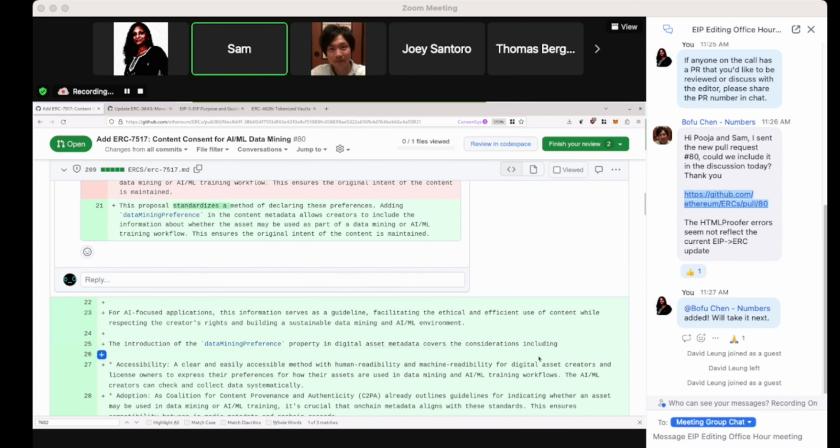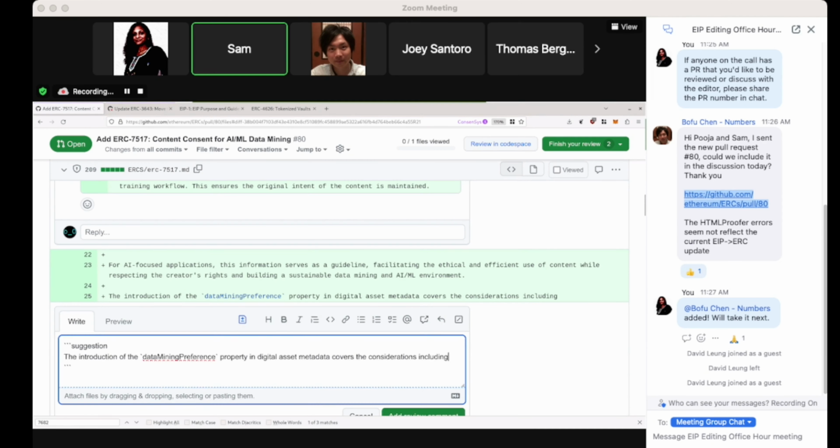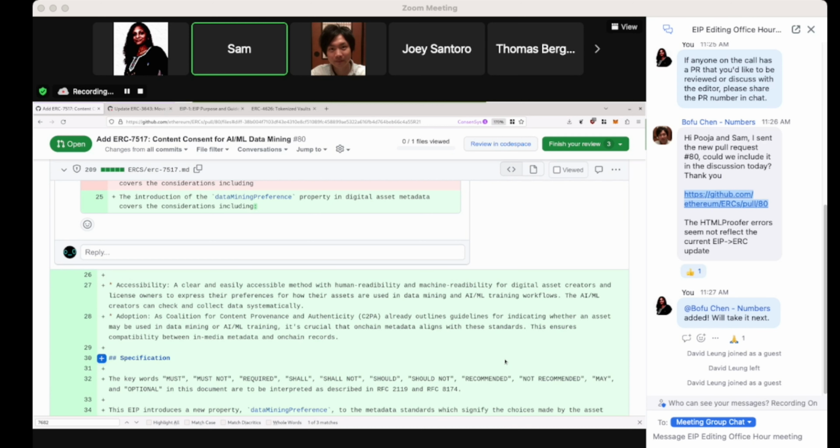For AI-focused applications. This information serves as a guideline facilitating the ethical and efficient use of content while respecting the creator's rights and building a sustainable data. Yeah, okay. The introduction of the data miner preference property in digital asset metadata covers the considerations including, that should probably have a colon rather, including accessibility: a clear and easily accessible method with human readability and machine readability for digital asset creators and license owners to express their preferences for how their assets are used in data mining and AI/ML training workflows. The AI/ML creators can check and collect data systematically.